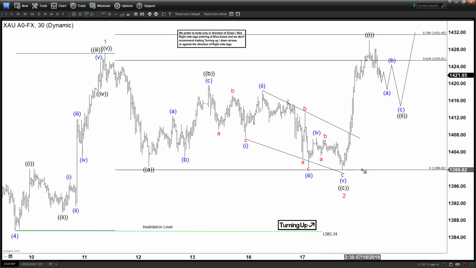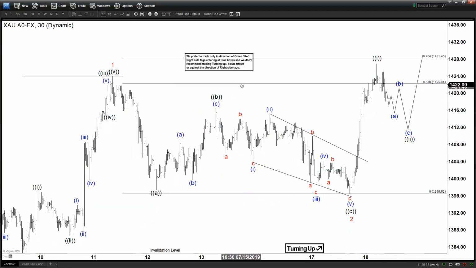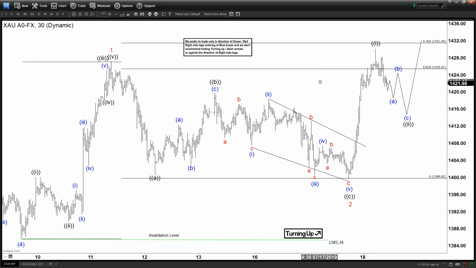And 100% extension from July the 9th is going to bring us to 1441. That is the 100% from here, right? In the form of a 3 waves. Now, but then this structure is an impulse, so it could be more than that, right? Because 3 waves 100% normally is for corrective sequence like an ABC or WXY.